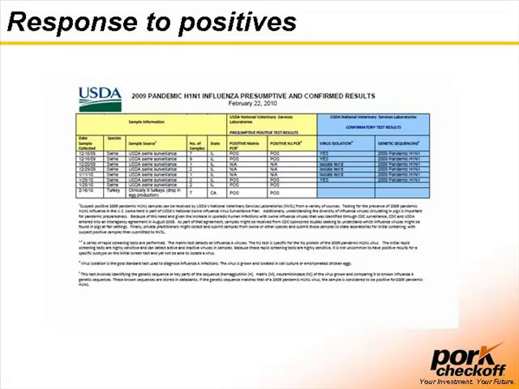USDA has a website where they post the presumptive and confirmed positives. I don't know that very many people look at it, and I'm pretty sure the AP and Reuters and all of the media outlets never go there. I don't think they realize we're up to, I think, 6 or 7 states and several herds that have been confirmed positive.